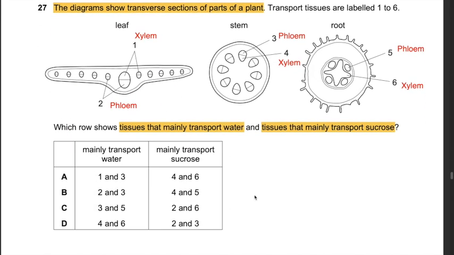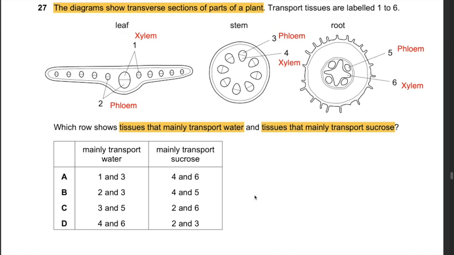Question 27. The diagram shows transverse sections of parts of a plant. Transport tissues are labeled 1 to 6, which row shows tissues that mainly transport water and tissues that mainly transport sucrose. Tissues that mainly transport water are the xylem, and tissues that transport sucrose are the phloem. And I have labeled towards the sides which one is which. 1, 4 and 6 being xylem, 2, 3 and 5 being phloem.